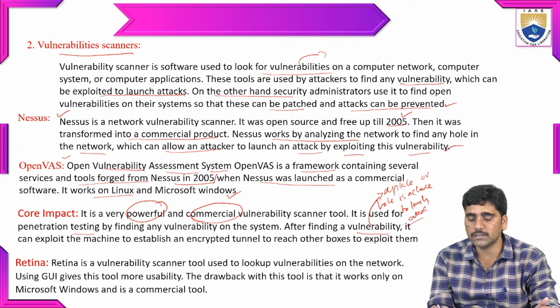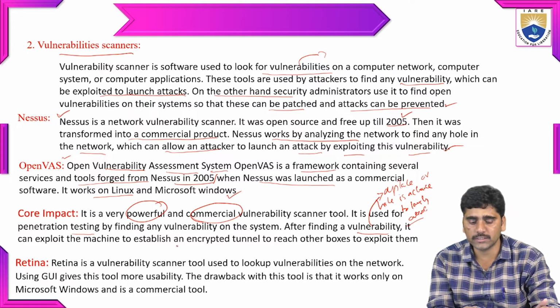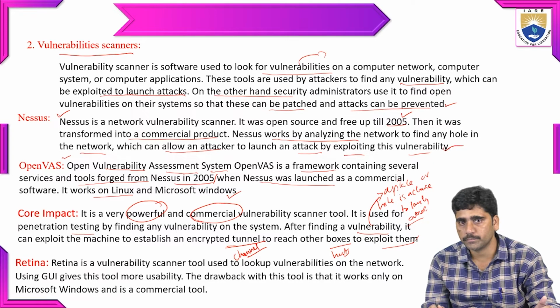So it is given a chance to launch the attacks. So that is a vulnerability. It can exploit the machine to establish an encrypted tunnel. A tunnel is nothing but an encrypted channel, an encrypted way to reach other boxes to exploit them. Other boxes are nothing but other hosts to exploit.